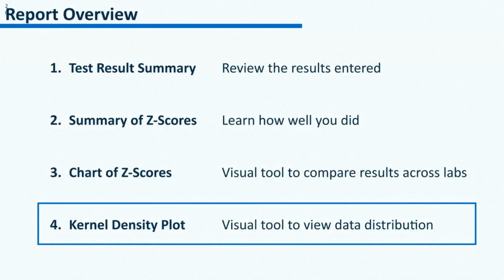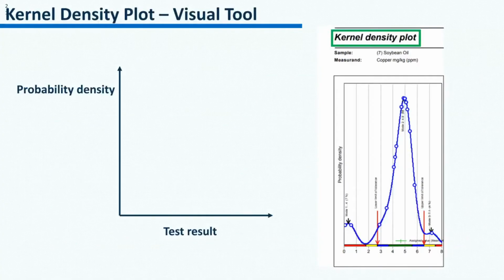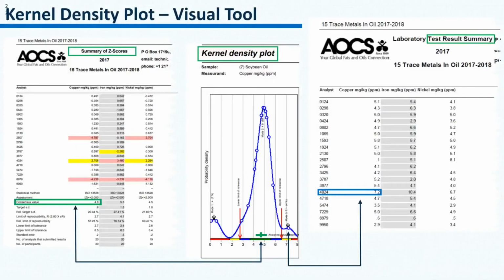The fourth part of the report is the kernel density plot. It is describing the distribution of the dataset. In the plot, the x-axis is the test result. The y-axis is the probability density. The peak of the plot is where the values are concentrated. The kernel density plot provides a visual summary of the reported values, and it contains information from the first and the second part of the report.